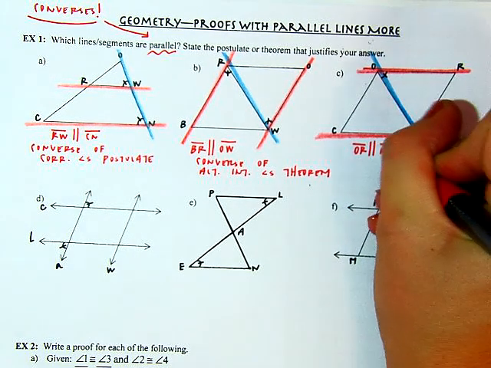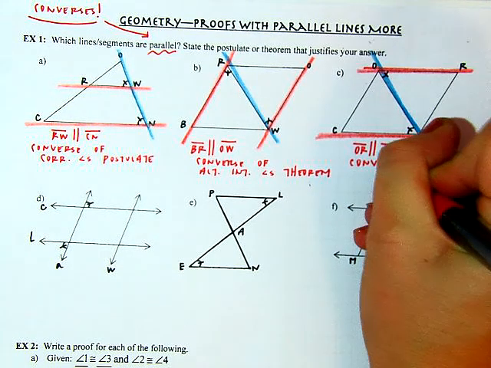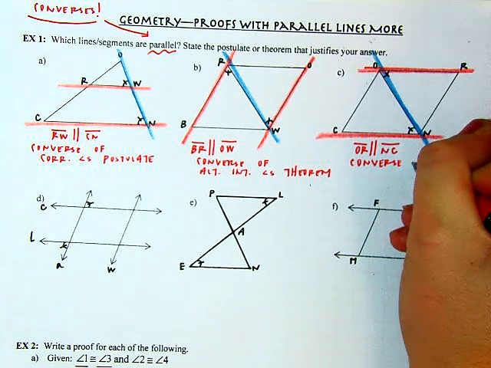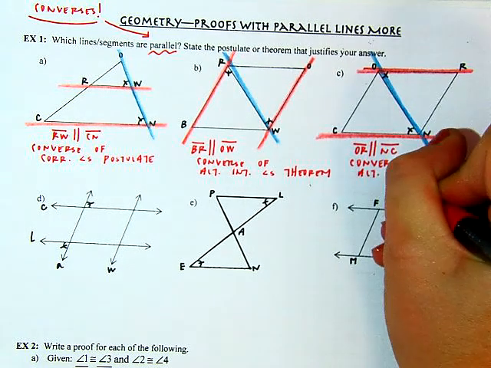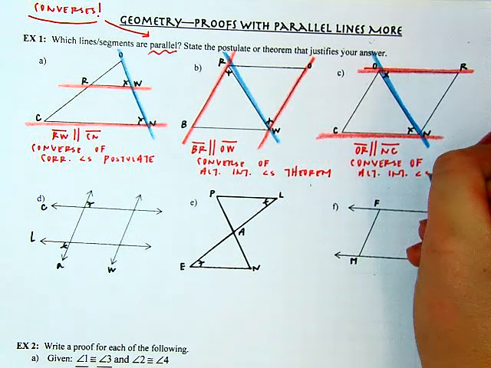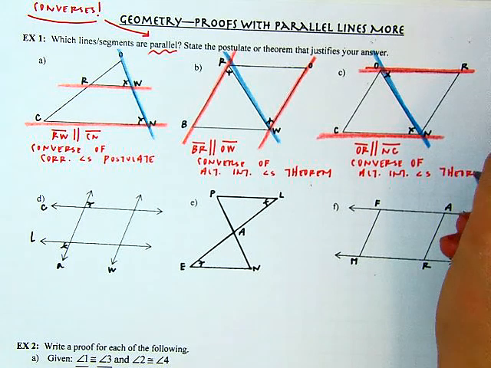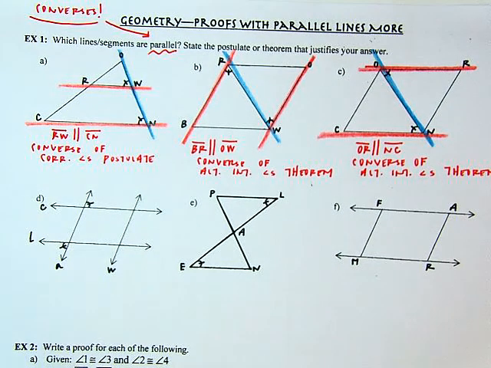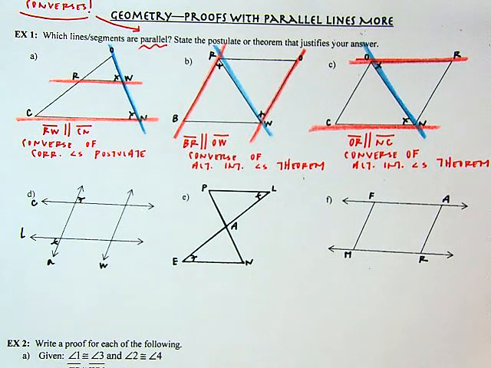And my reason here would be the same as it was for the last one, we're looking at the converse of the alternate interior angles theorem. Because we have the alternate interior angles that are congruent, that is what locks our lines into a parallel position.